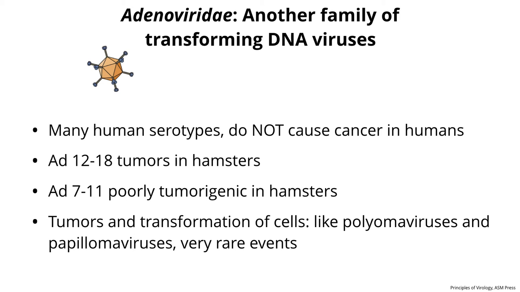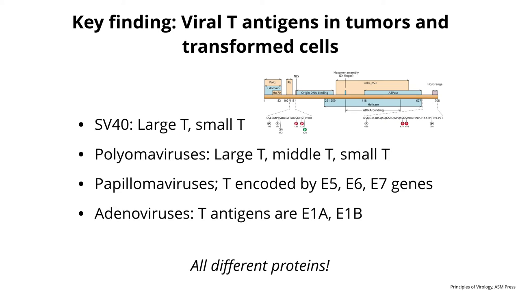It's a rare event in cultured cells, and it happens in the wrong host. And that's the key here. The wrong host for the virus, you see rare tumors. So what is going on? Well, people started trying to figure out at a molecular level what was going on. And what they found is if you look in transformed cells and in tumors, you always find one viral protein present. Again, this is in the tumors, not the actively replicating cells, the cells with active replicating viruses.